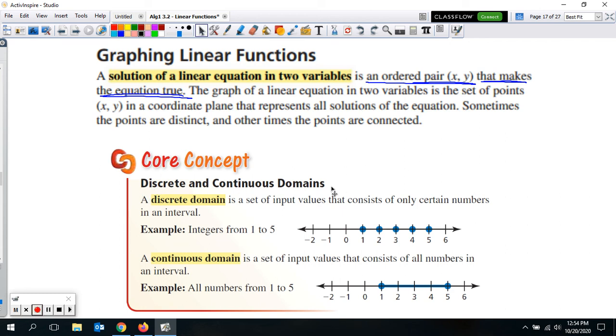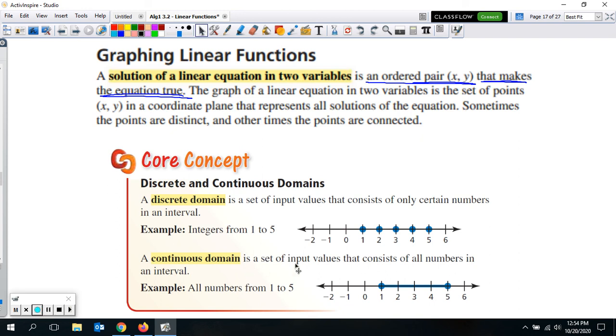The core concept here is discrete and continuous domains. We need to understand what these words mean, and since they are in your core concept, you don't need to write them down, but you need to highlight them. Just go ahead and highlight them on your core concept. They are important. Discrete means that it's a set of input values that consist of only certain numbers in an interval, so it's only going to be separate points. A graph that is discrete is just separate points on the graph. When it's continuous, it's going to be a line of some kind or some curve, continuing from one point to another.